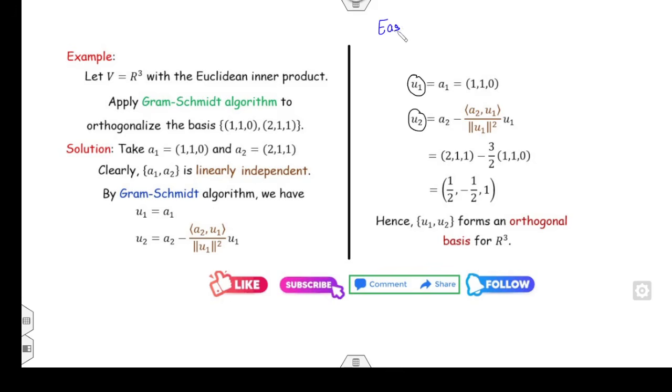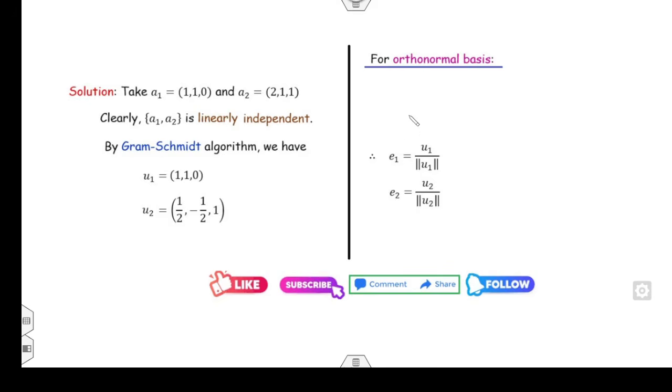You can easily see U1 dot U2. What is U1 dot U2? 1 into half, 1 into minus half, 0 into 1. Clearly these sum to 0, and 0 is defined as the orthogonal vector. And once you have proved that it's orthogonal, then you can easily write the orthonormal vectors by dividing by the norm.